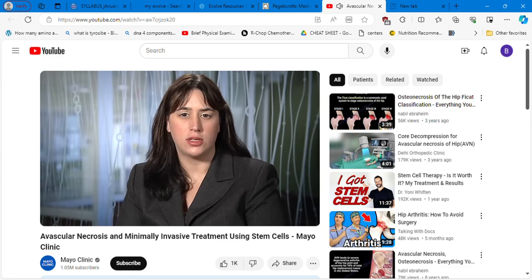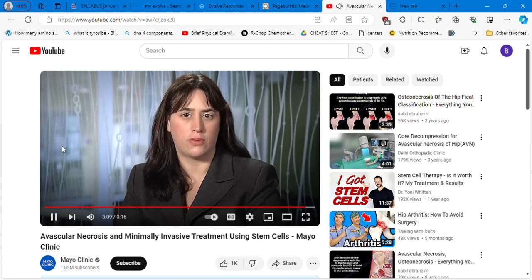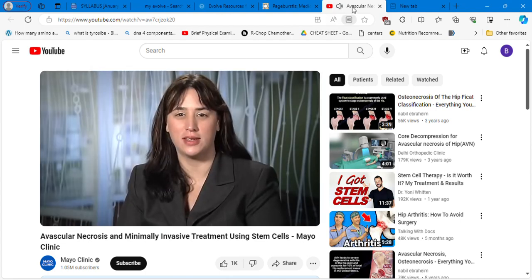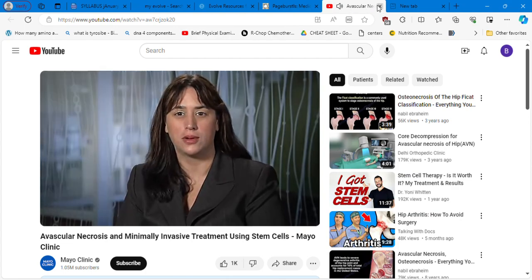If this does demonstrate avascular necrosis, then it would be best to see an orthopedic surgeon at that point for further evaluation. For more information on this or other orthopedic conditions, please visit mayoclinic.org.